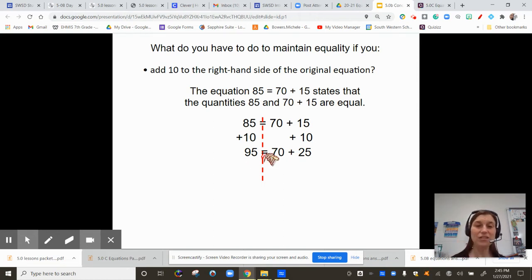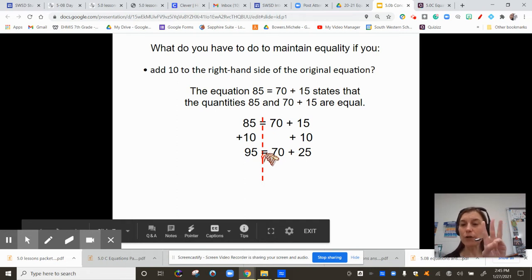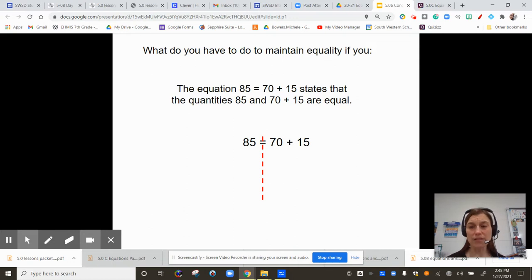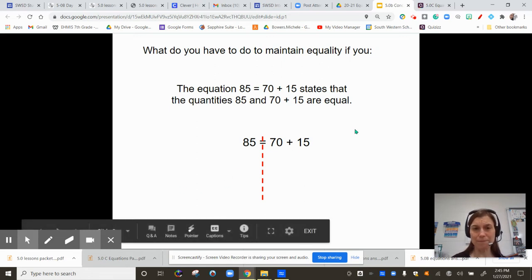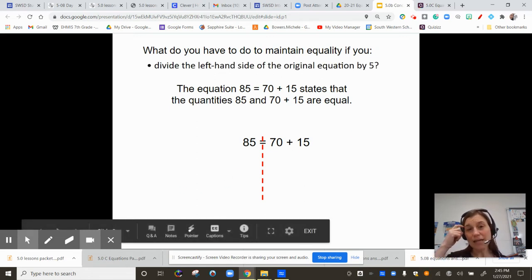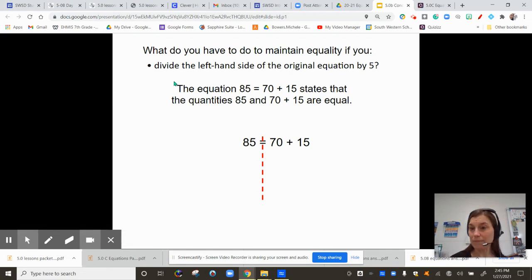So now we've done the same equation twice. Now we're going to do it a third time. We're going to write the same equation again in the third box in your notebook. This time I've decided I want to divide the left-hand side of the original equation by 5. So I'm going to divide 85 by 5. Now, if I want to divide by 5 on the left, what would I have to divide by 5 on the right? Now, this is tricky.